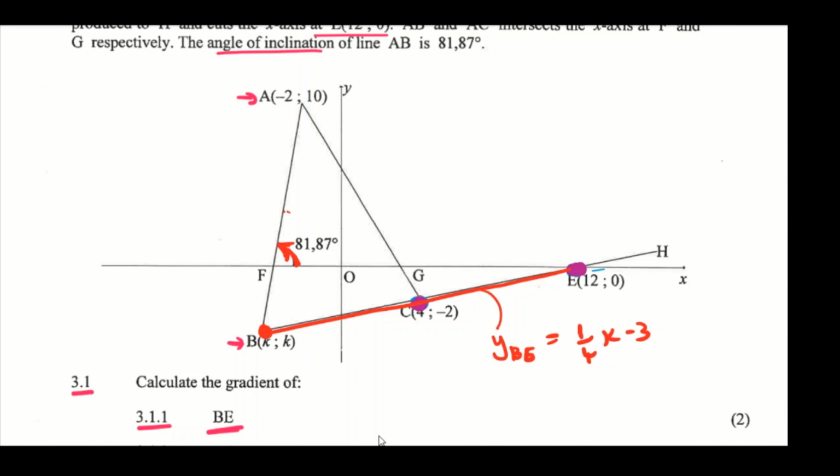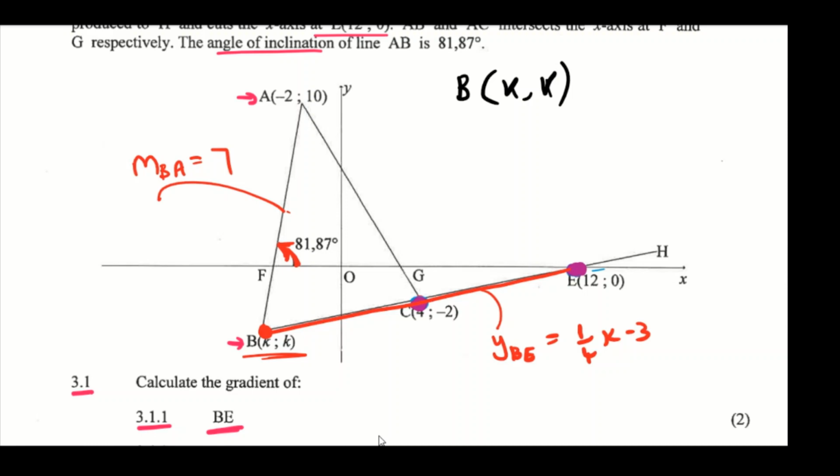And we know the gradient of this line here, the gradient of BA, or you can say BF, it's up to you. We know the gradient is 7, right? So we are asked to identify the coordinates of B. We know B is given as K and K. If you find just one value, then we know that it's equal to the other one because it's K and K, right? So B is given as K and K, meaning that the x value of B is equal to the y value of B. Cool.